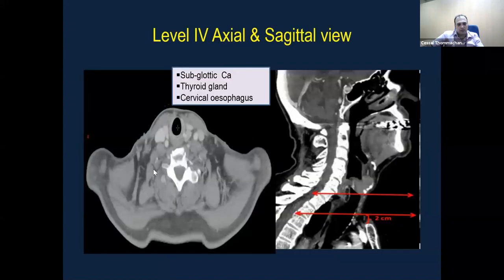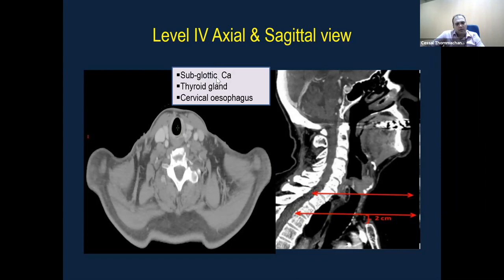The caudal edge of the cricoid cartilage forms the boundary between level 3 and level 4, and also between 5A and 5B. Now coming to level 4 nodes. I am coming to this almost 47 minutes in, so we have to wind up at 8 p.m. Level 4 extends from the caudal edge of the cricoid cartilage to 2 cm above the sternoclavicular joint. This space is the level 4 node region. Level 4 is divided into 4A and 4B, which we will not discuss because there is no time.